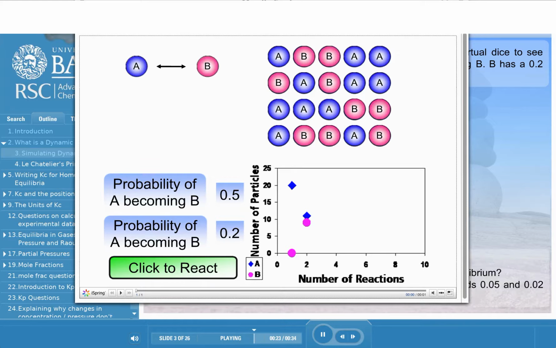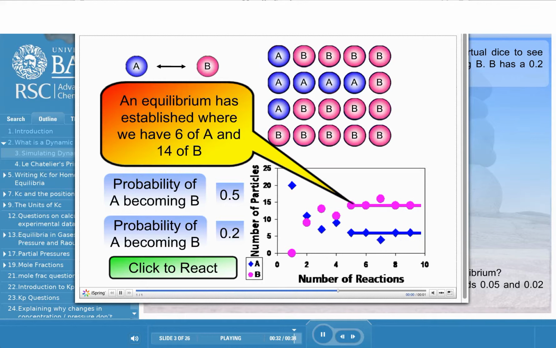What is it about the graph that tells you you've reached a dynamic equilibrium? What differences would you expect to see in the behaviour of the simulation if you made the odds 5% and 2% respectively instead?